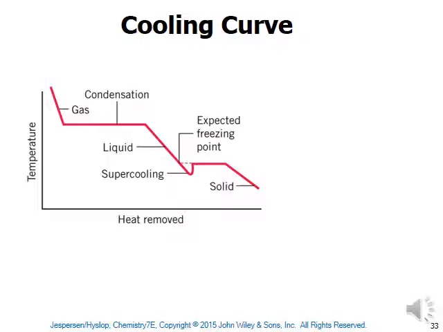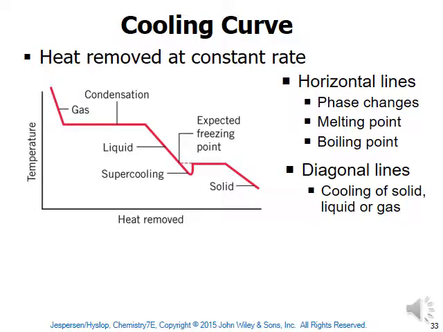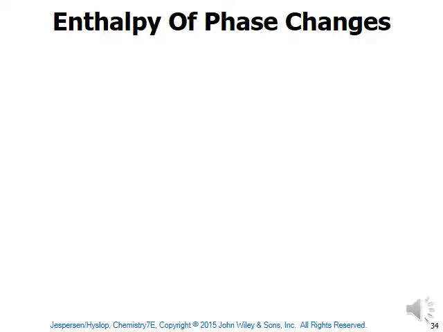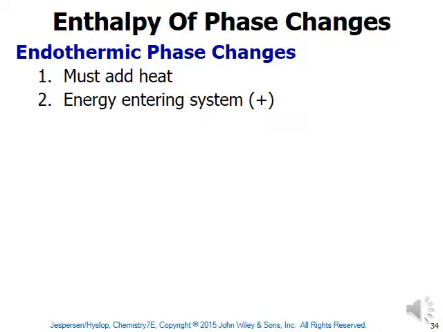Cooling curve is kind of the opposite, okay? Same thing applies. You're removing heat. Enthalpy of phase changes, endothermic, you have to add heat. So like when you go from a solid to a liquid, or you melt, you have to add heat. Delta H is always going to be positive.